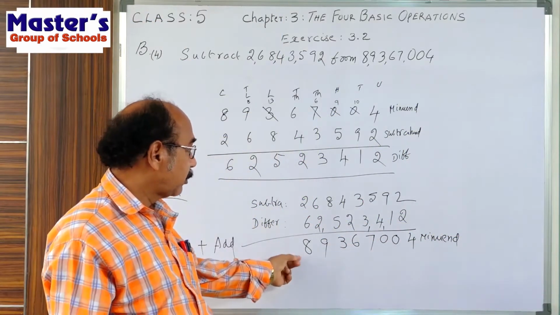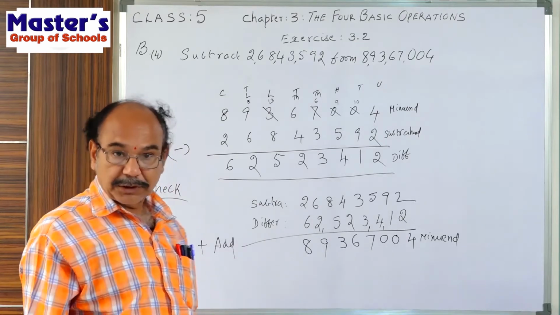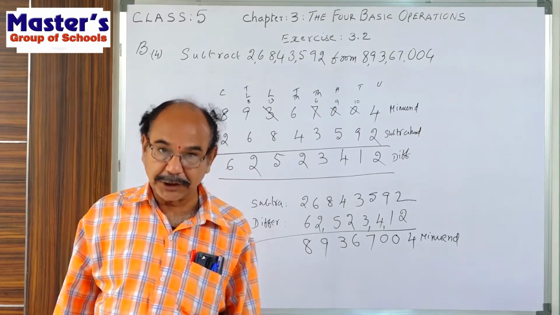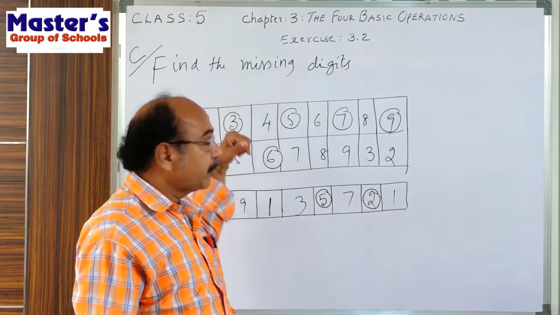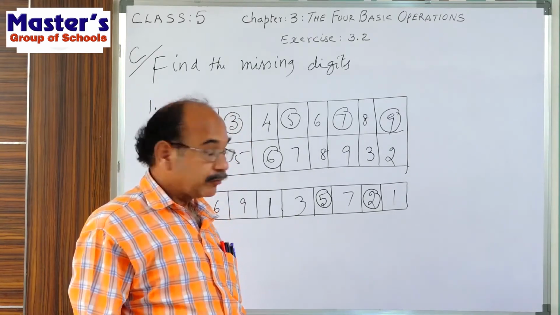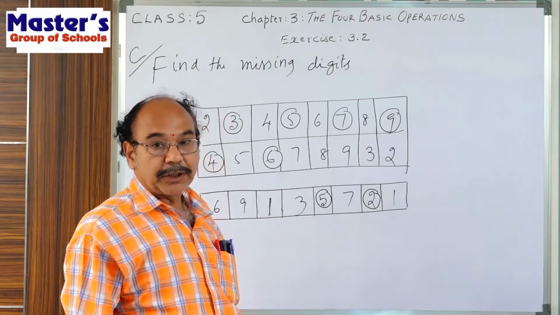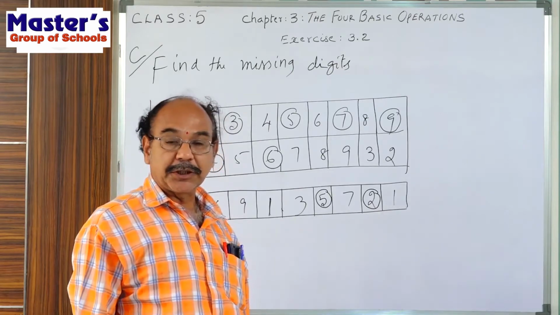4. This is next. Like this we can take the subtraction. Okay children? Go to the next section. Now, in this section C, find the missing digits. Here, two problems are there. How to fill up the missing digits I explained.